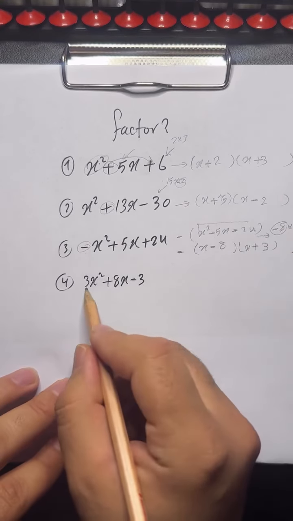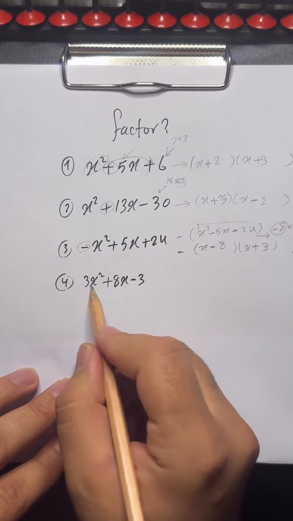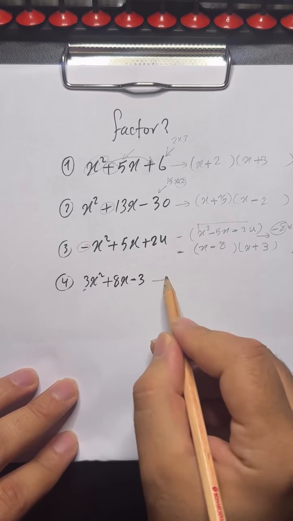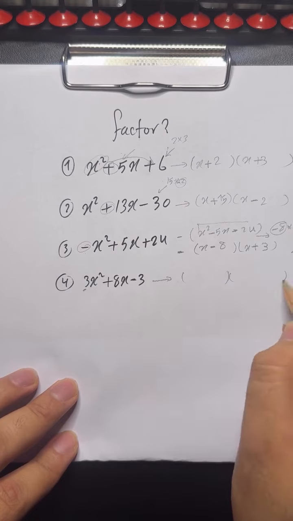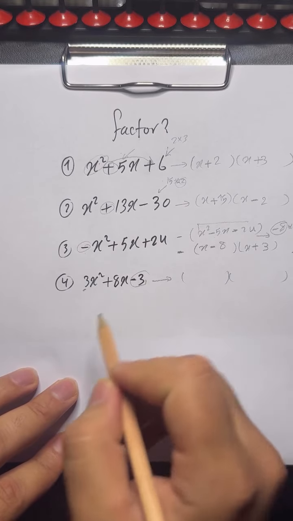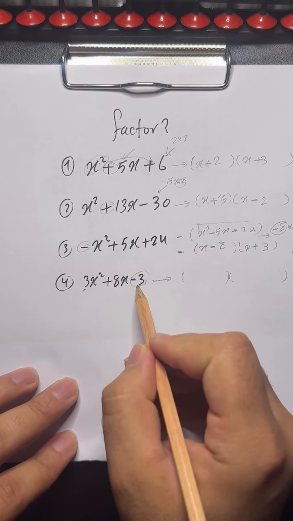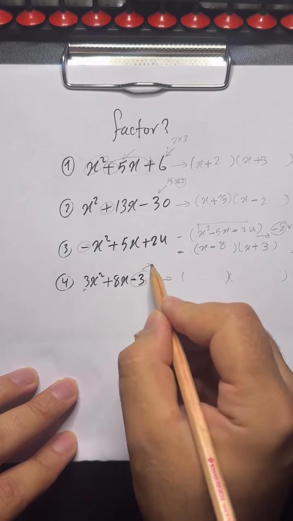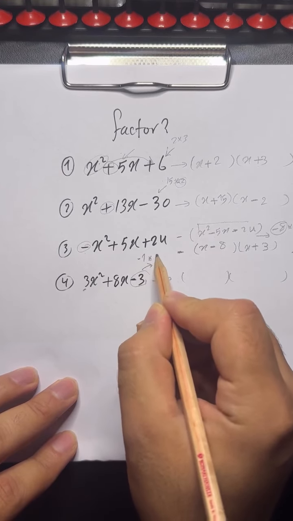For the last one, we have 3x squared plus 8x minus 3. We can't take this 3 as a common factor, so we will just start with two parentheses here. Since we are looking for two numbers that if you multiply them will be negative 3, and if you add them will be 8, the best option for that one will be negative 1 multiplied by 3.